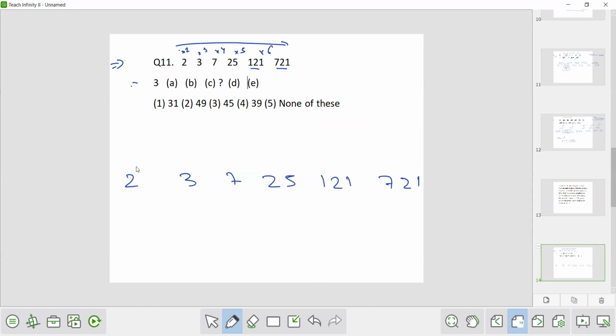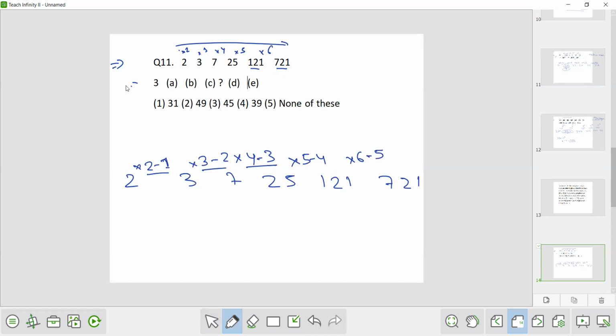Now we will start from the very first number, that is 2 into 2 minus 1 will be 3. 3 and 7, so 3 into 3 minus 2 will be 7. Then 7 and 25, so into 4 minus 3. Now I have told you that by 3 results the rule gets confirmed. The rule is into 2 minus 1, into 3 minus 2, into 4 minus 3. It will definitely be into 5 minus 4, and it will be into 6 minus 5.